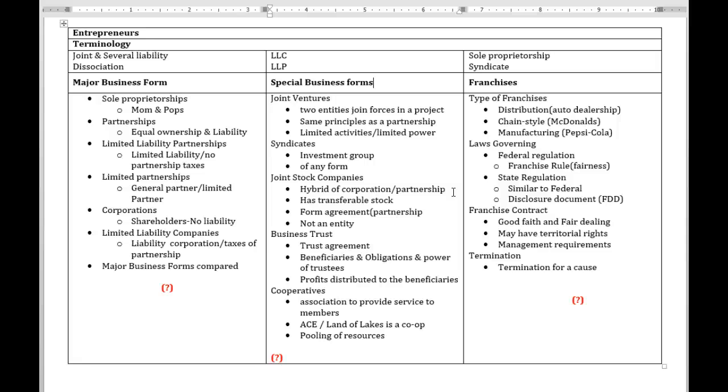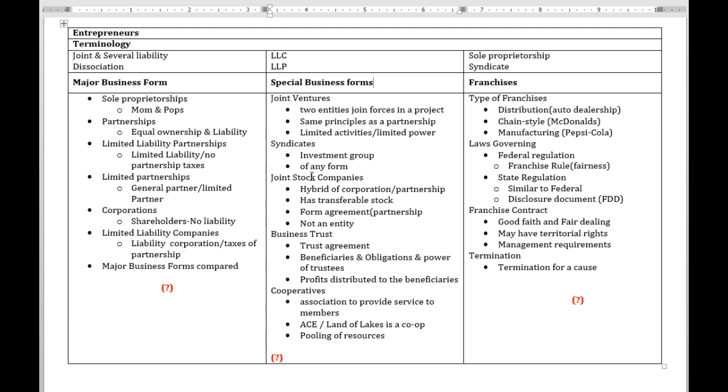You have joint stock companies, and that's a hybrid of a corporation and a partnership. They actually have transferable stock, which you can transfer to anybody you wish. And there's a form agreement, and it's in the sense of a partnership, but it's not an entity. Okay, it has some of the characteristics of a corporation, but it's not. It's a sort of quasi-type company that gets together, joint stock.